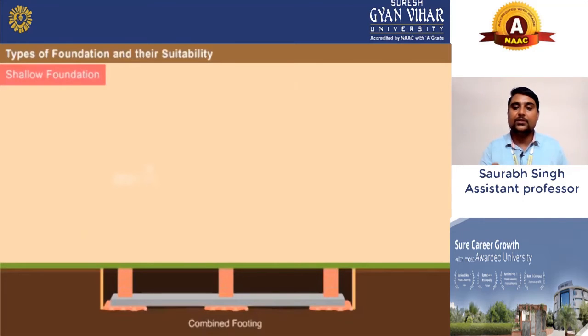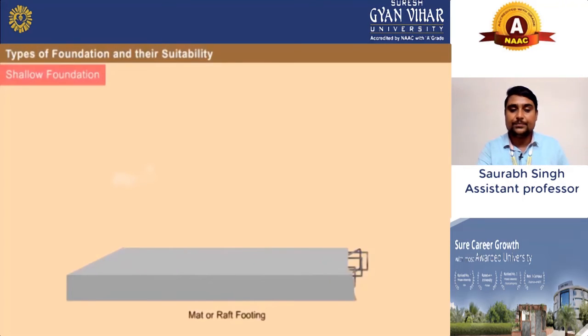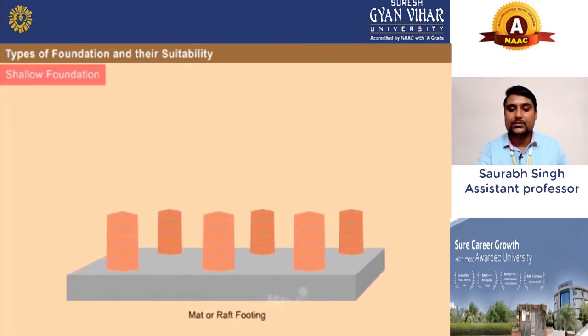Now we will see the combined footing. This is the combined footing. Three footings or three slabs were together, and this is the example of mat footing. Only one slab. This is only one slab, and this is connected with all the columns.